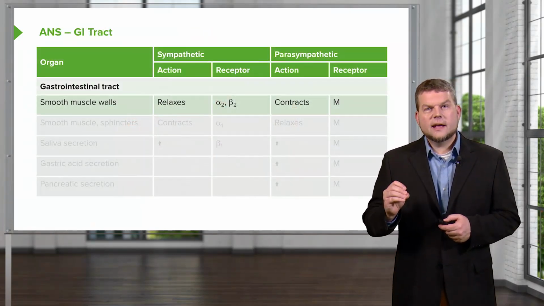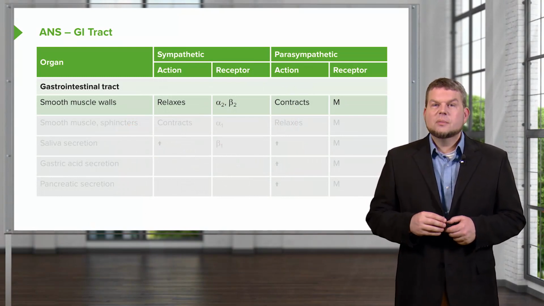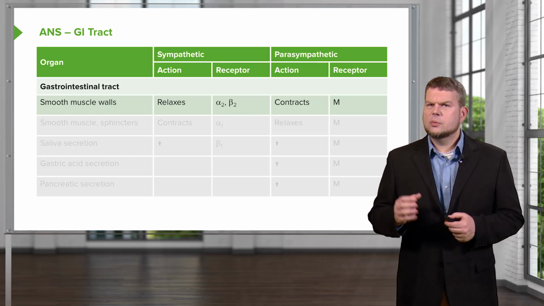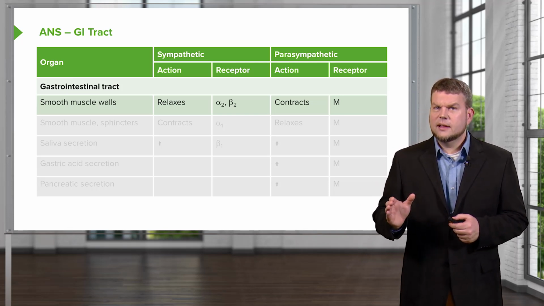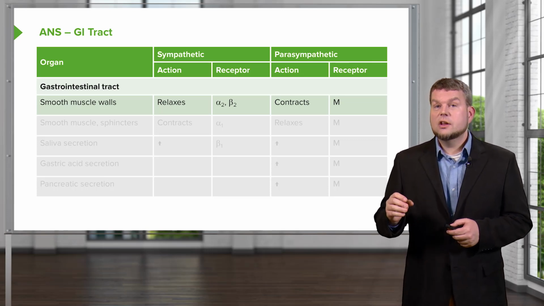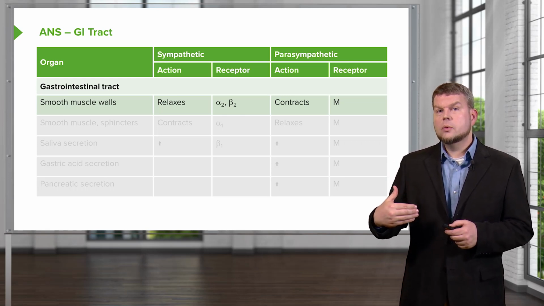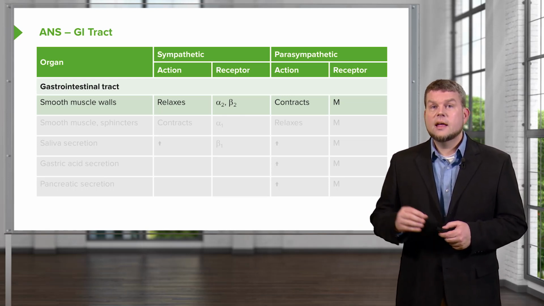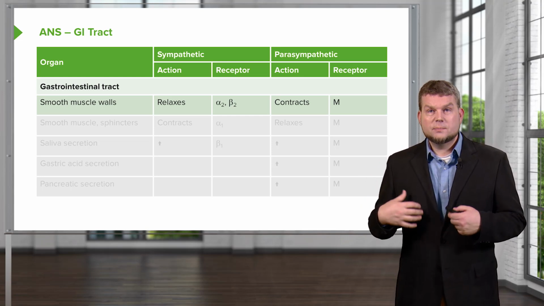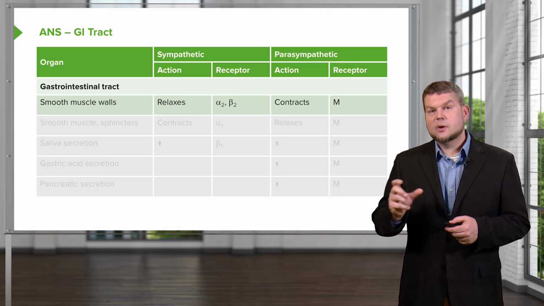So what are the effects on smooth muscle walls? The sympathetic nervous system relaxes them. The parasympathetic nervous system contracts them. So what does that mean practically? If you have a smooth muscle wall relaxation, you're going to slow down the food as it travels through the GI tract. If you have a contraction, it will speed it up. So this affects gastric motility.